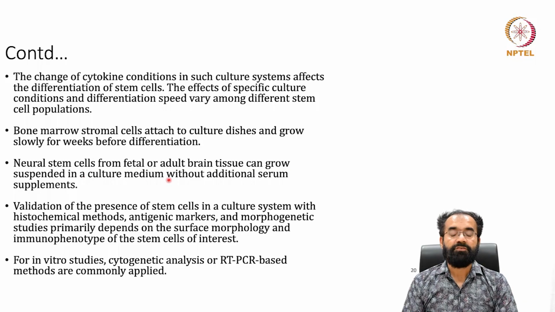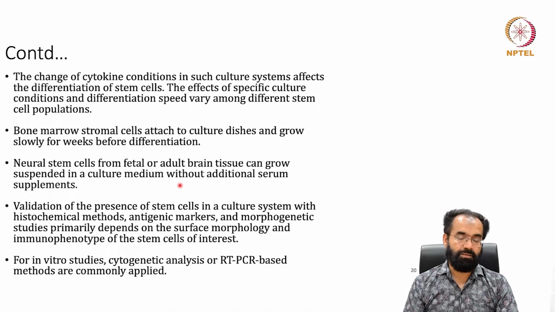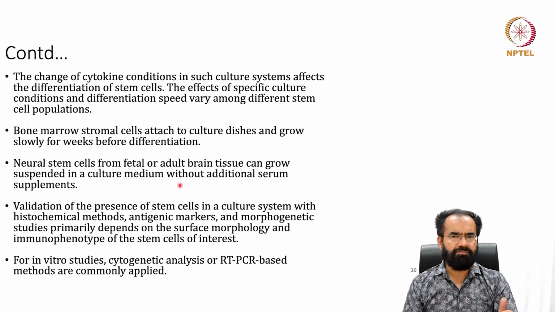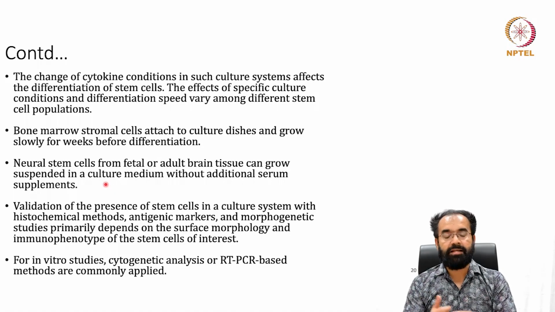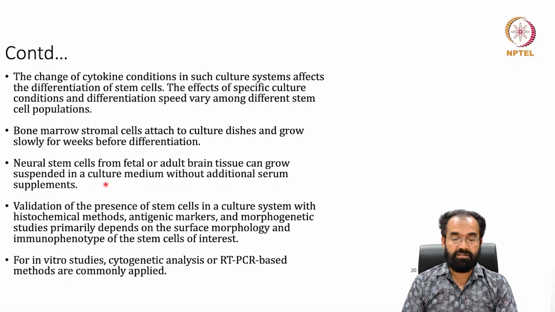Neural stem cells from fetal or adult brain tissue can grow suspended in a culture medium without additional serum supplements. This depends on the neural stem cell. Every stem cell has got its own unique properties, unique niche, unique pros and cons, etc. So neural stem cells, if you isolate them from fetal or adult brain tissue, can grow in a suspended culture medium, which is something unique. Why it is mentioned again is that normally cells will grow in attachment only, but they can grow in suspended culture medium without any specific serum supplement.